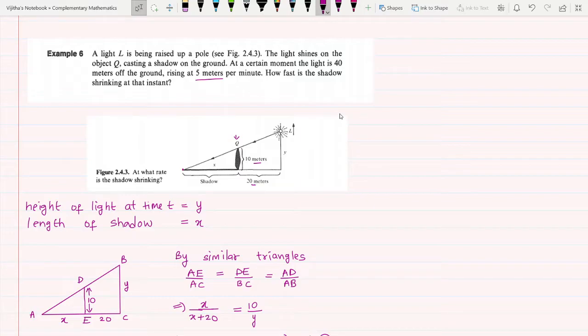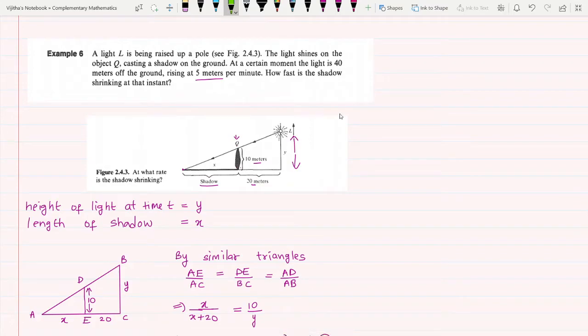So we will suppose that the height of the light at time t is y. So this distance we have taken to be y. And suppose that the length of the shadow is x. So this is the shadow. Suppose this length is x. Q is the object on which light shines, so it will have a shadow here. And suppose the length of the shadow is x. We have to find how fast the shadow is shrinking at that instant.